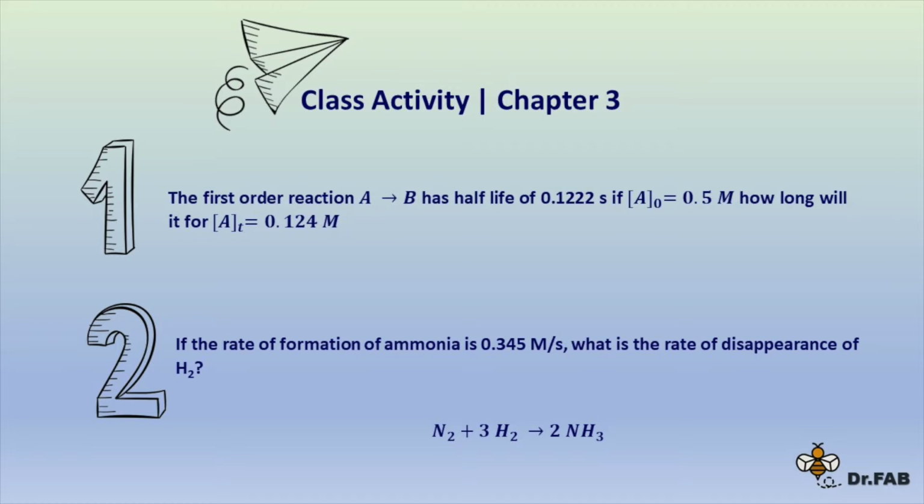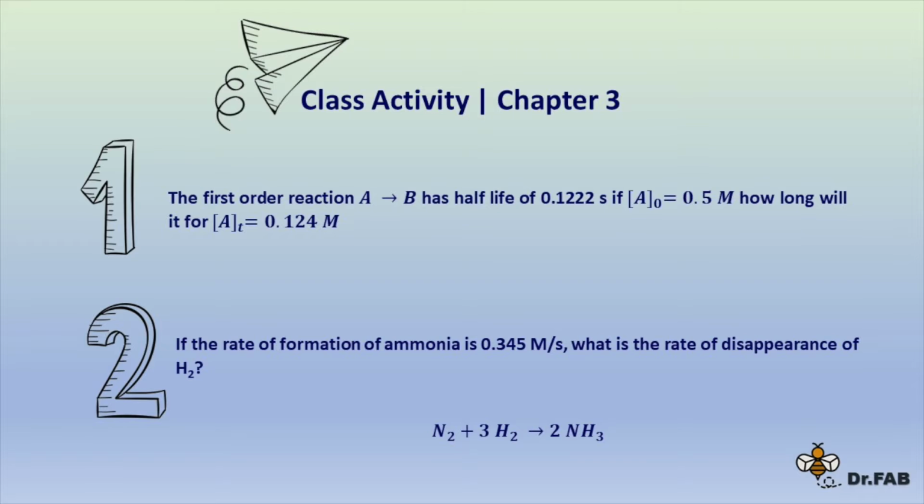So today we are going to discuss the class activity for chapter 3. Altogether we have two different questions, and let's get started with the first question. In the first question, a first order reaction from A to form B has a half-life equivalent to 0.1222 seconds. If the initial concentration is 0.5 molar, how long for the final concentration to become 0.124 molar?